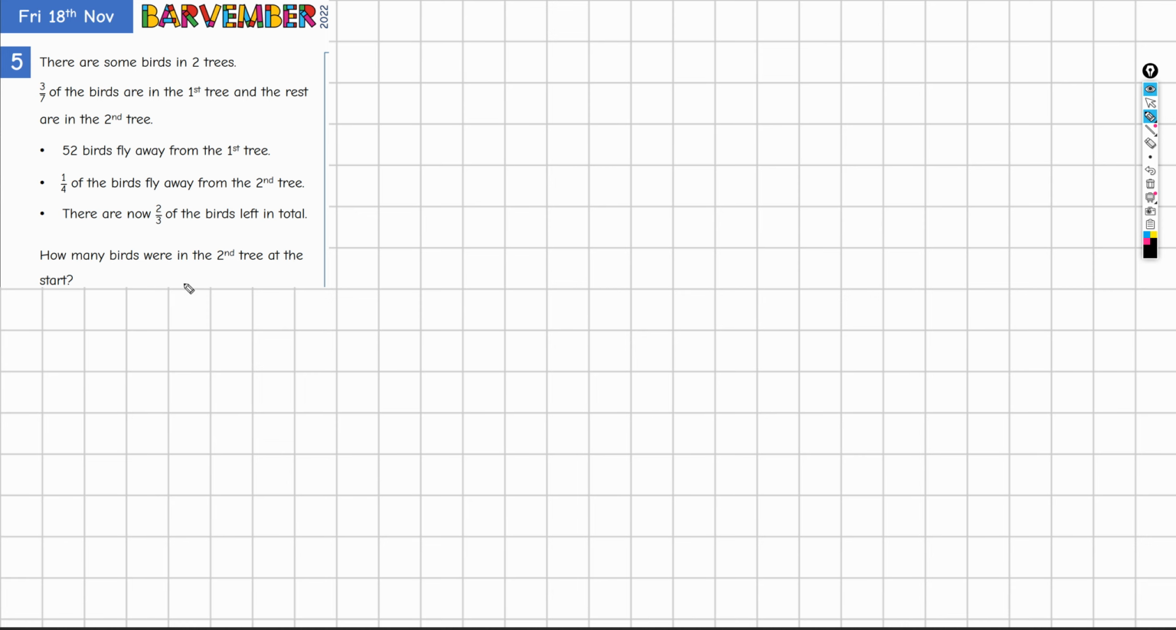Well, what I'm going to do is to do this exactly as I did when I first scribbled it out on a piece of paper. And you'll also see where I decided to change the way that I was drawing things. So this is what I first did. Okay. We're told 3/7 of the birds are in the first tree and the rest in tree 2.